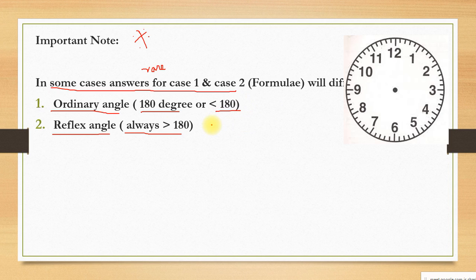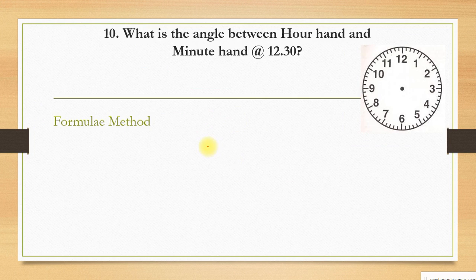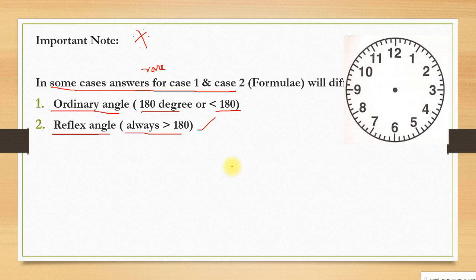I repeat again, if you use the note method, the angle will always be 180 degrees or less than 180. But if you use the formula method, sometimes, I repeat very clearly, the angle value will be higher than 180. So this is the difference between these two. To understand this concept, I have given two examples here. Let us solve these examples and we can find out what the difference is. But I want to tell you very clearly what the difference is between an ordinary angle and a reflex angle.